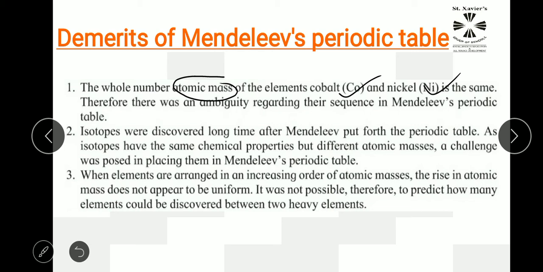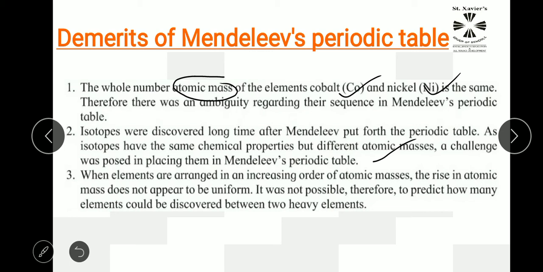Isotopes were discovered a long time after Mendeleev put forth the periodic table. As isotopes have the same chemical properties but different atomic masses, a challenge was posed in placing them in Mendeleev's periodic table. Isotopes are the same element, but their atomic masses are different, students. Now what should be done if the same element has different atomic masses? We are arranging the elements in increasing order of atomic masses, so we should give a different place to the same element. But if we give different places to the same element, the table will be totally disturbed, and it was the second demerit.